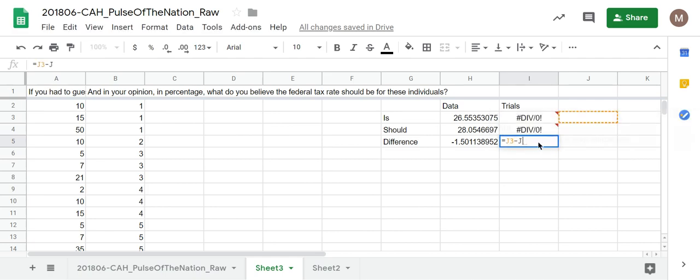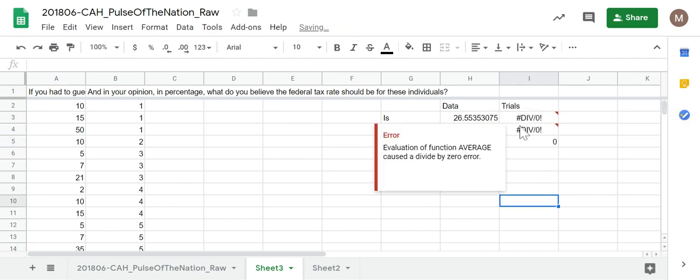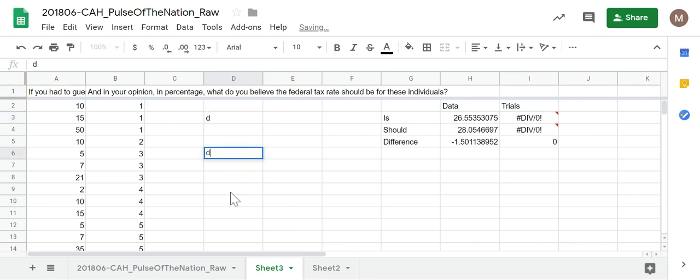Those are divided by 0 now, but as soon as I start typing numbers into here, numbers, not letters, try that again. Also, wrong column, try that again. As soon as I start typing numbers in here, these start showing up. So those formulas are good to go for video 2.